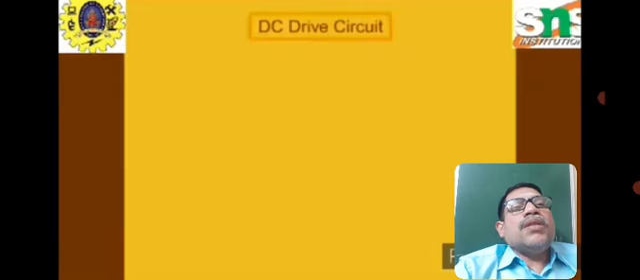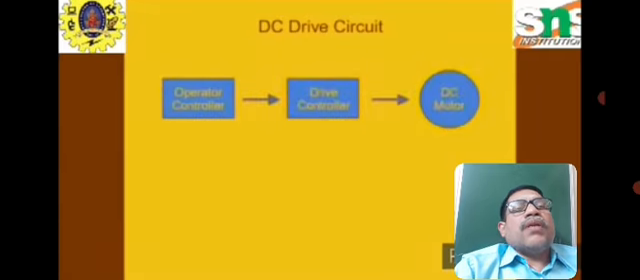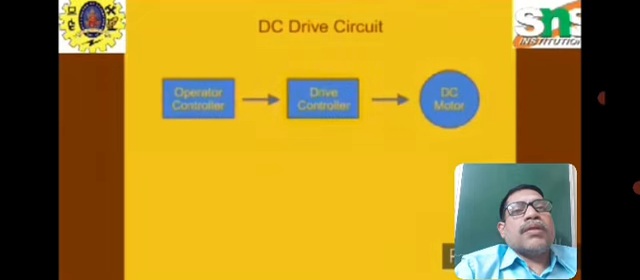Now the DC drive circuit. The DC drive circuit consists of three blocks. One is the operator controller, which is nothing but the modulator. The driver controller is nothing but the pulse generator circuit or triggering pulses, and the DC motor is on the right hand side. The driver circuit is your voltage controller, right?